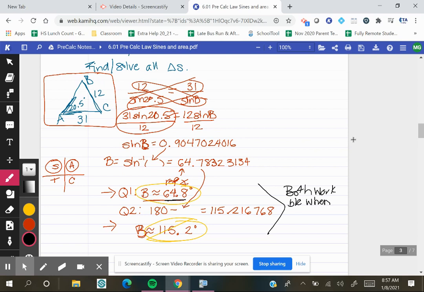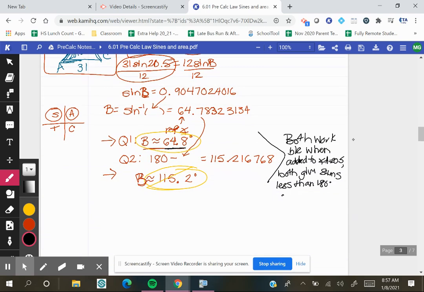Because when added to angle A, which is 20.5, both give sums less than 180 degrees. Therefore, that tells us we have, it's the therefore symbol, two triangles possible. Okay, so if I just asked you how many possible triangles, you would be done, because you can now tell both of these angles work.